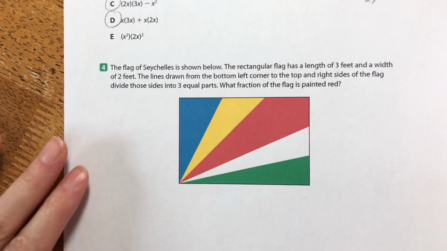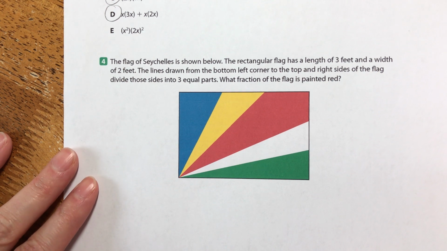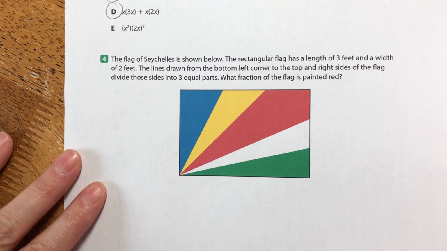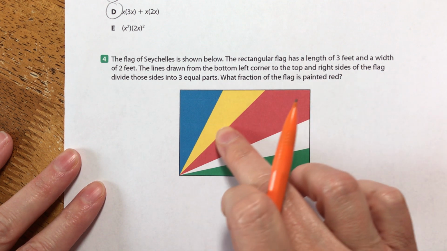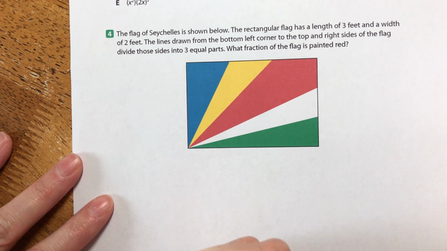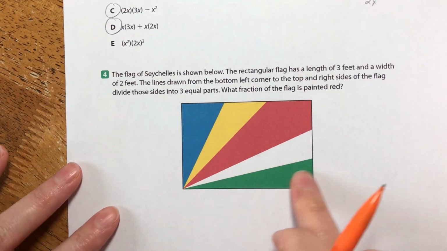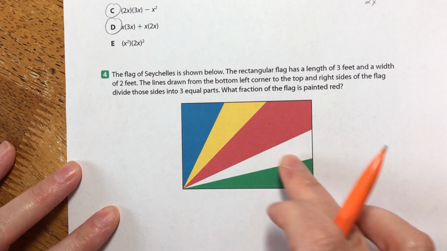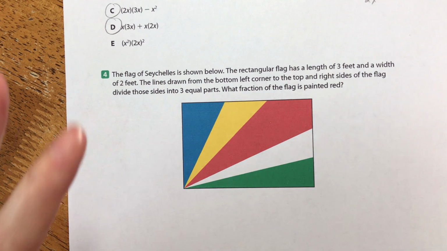Okay, and this one is very tricky, but you could do it. The flag of Seychelles. They want to know what fraction of the area is the red piece. Okay, and I'm going to go ahead and help you out. It is 2/6 or 1/3 of the flag. What you do is you find the area of the entire flag, and then you can find the area of the other pieces and subtract. Okay, all right, not on the quiz.